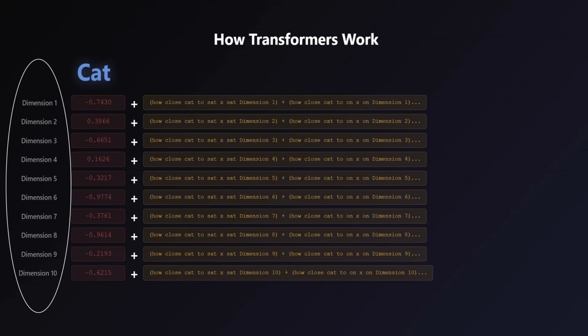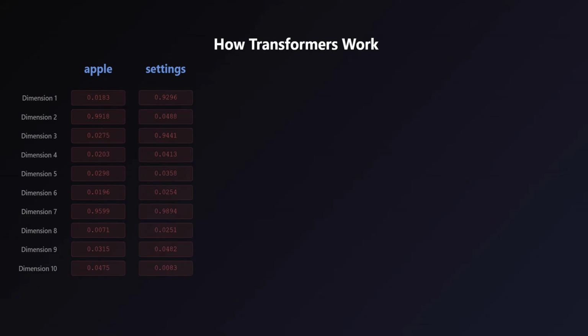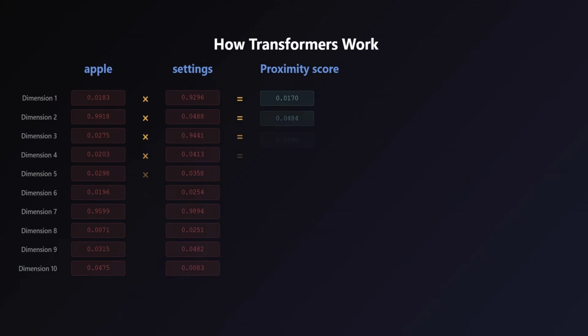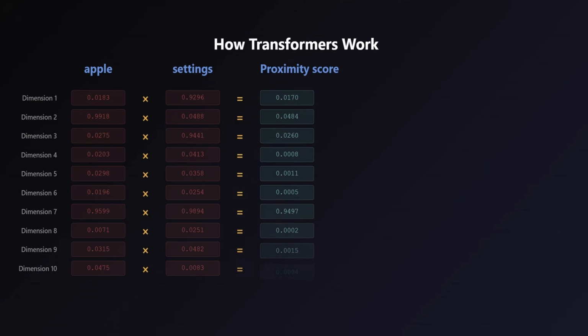The only thing left is defining what that similarity score actually is. And honestly, it's kind of trivial. We use dot products. I know that sounds fancy, but it's really not. To measure how similar two words are, we multiply their values dimension by dimension. Take apple and settings as an example. Multiply apple's dimension 1 by settings dimension 1, multiply apple's dimension 2 by settings dimension 2, and so on across all dimensions. Where both words have high values in the same dimension, the product comes out high. If one of them is low, the product collapses to almost nothing.